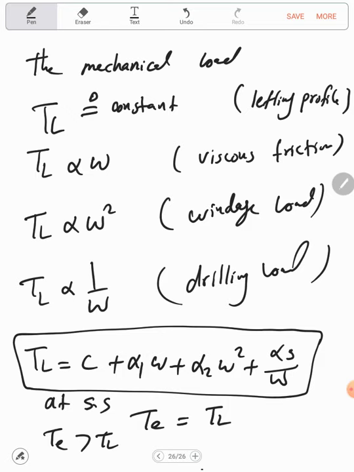Now, this will be not the last lecture, I think, but let's assume that this is the last of the DC drive and the DC motor.